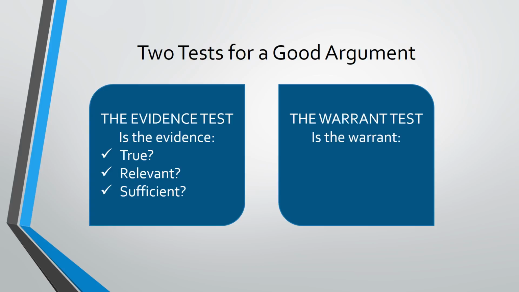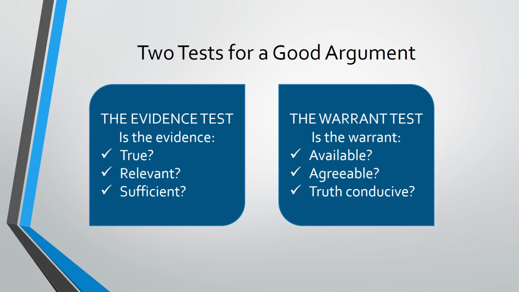Now, the warrant test asks of the warrant, is it available? Is it agreeable? And is it truth conducive? We've noted before that the warrant often goes unstated in an argument. This is because it is usually assumed that the connection between the evidence offered and the conclusion derived is obvious and does not need to be explained.